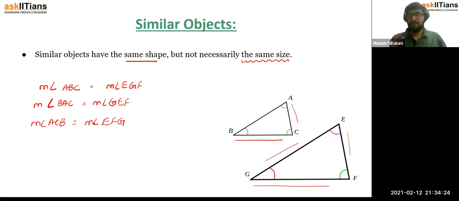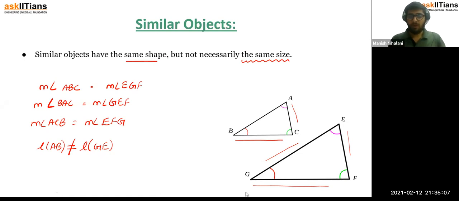Now you can clearly see that all three angles are equal, but what is the difference between these two triangles? The lengths of their sides are not the same. That is, the length of AB is not equal to the length of GE, and this is the same for the other sides as well. So what do we conclude? These objects have the same angles, they have the same shape, but they don't have the same size. This is what we call similar objects.